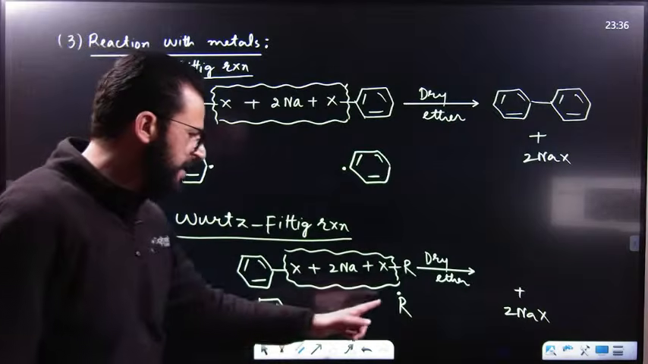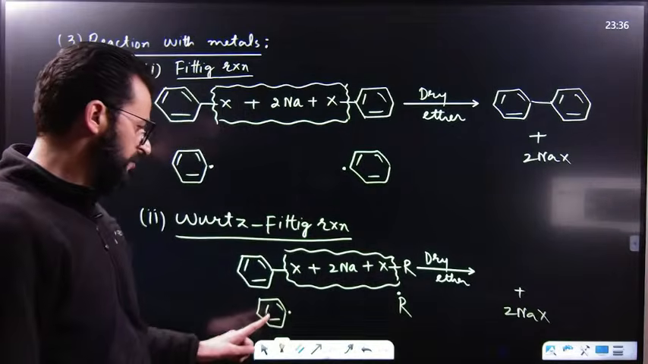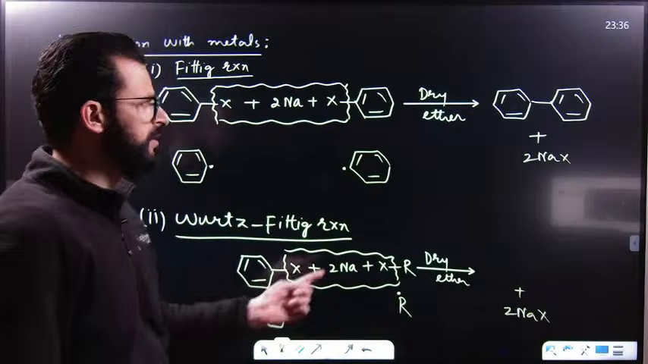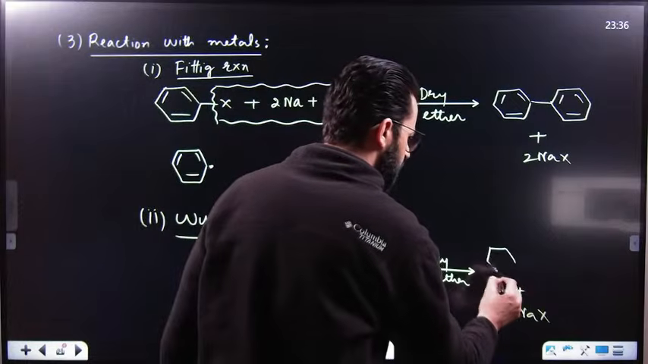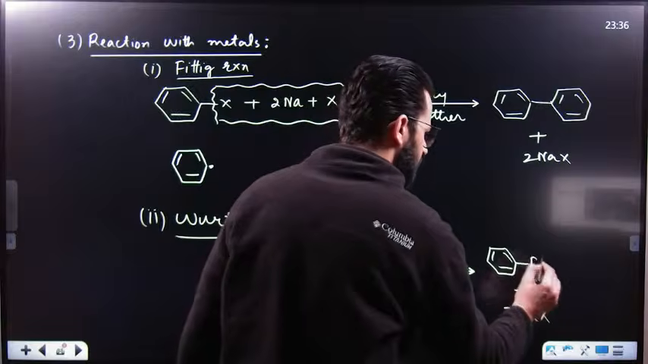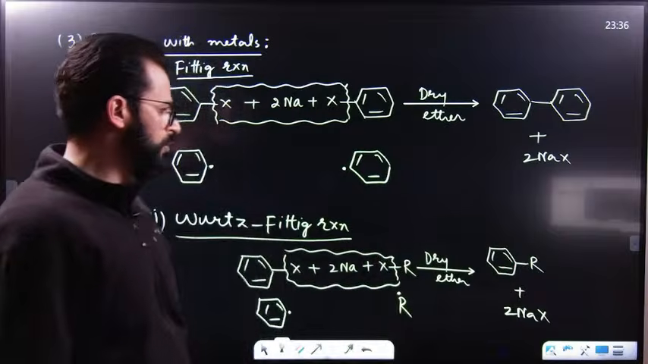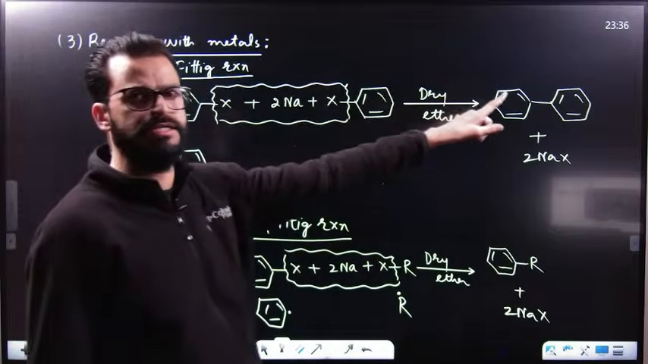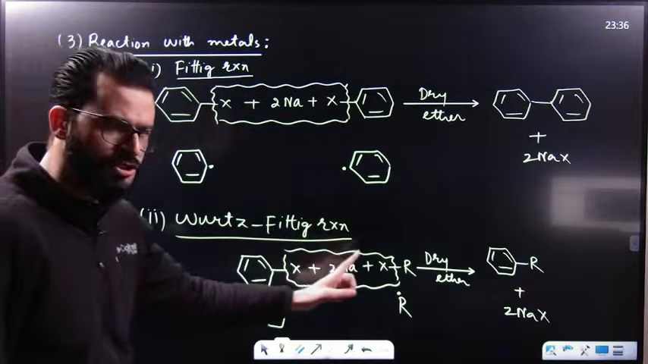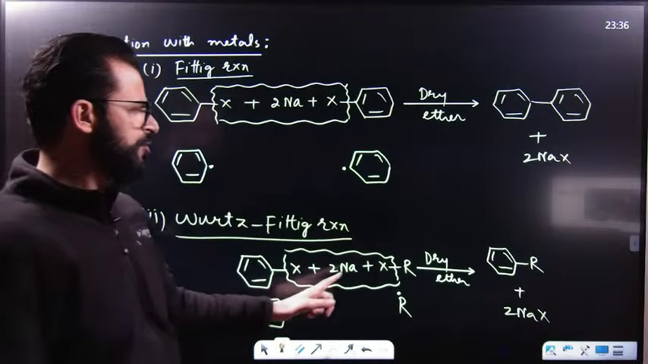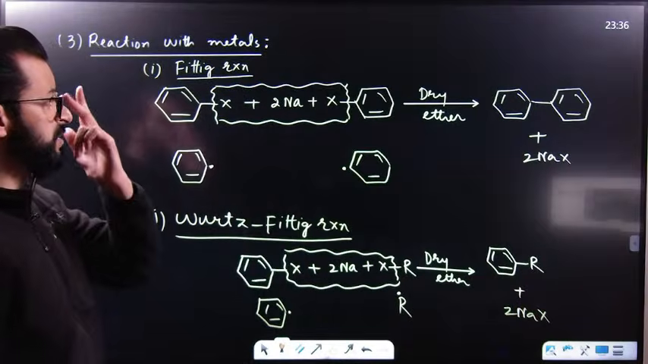Now, two different radicals are there. So, there are possibilities. R will react with R, that means alkane can be formed. Phenyl radical can react with phenyl radical, that means biphenyl can form, or these different radicals will react and they will result in the formation of alkyl benzene. So, I have written only this one because this is the major product. So, a reaction of aryl halide with sodium resulting in the formation of biphenyl in presence of dry ether is known as Fittig reaction, and reaction of alkyl halide with aryl halide in presence of sodium and dry ether resulting in the formation of alkyl benzene is known as Wurtz-Fittig reaction.